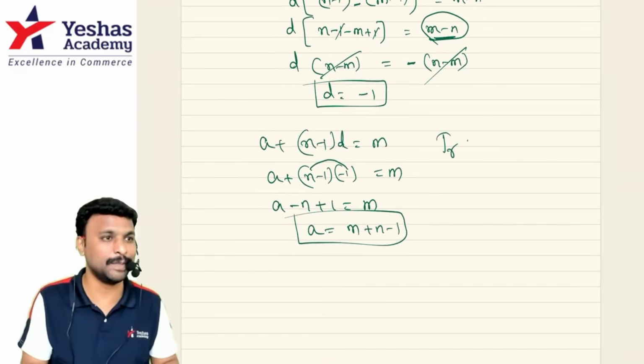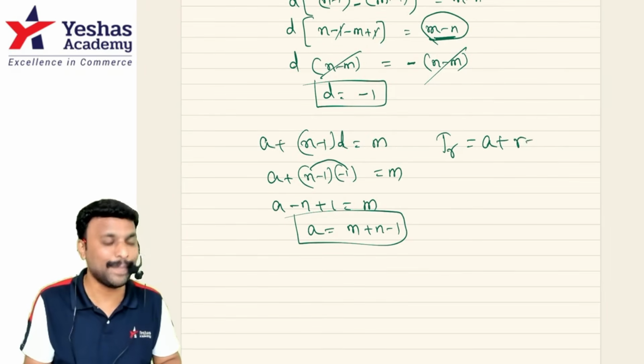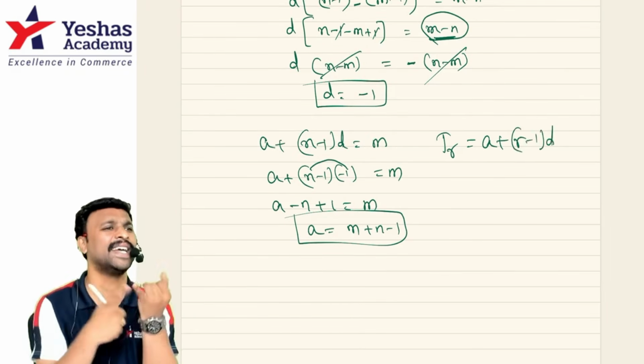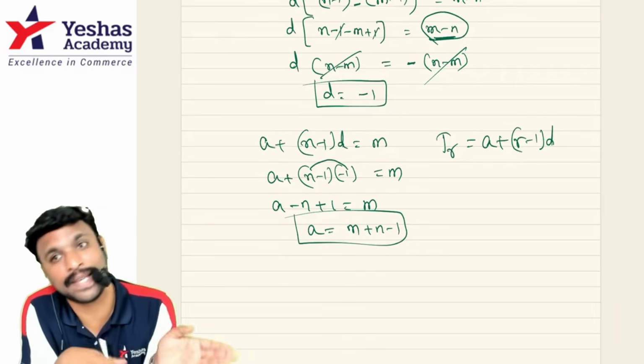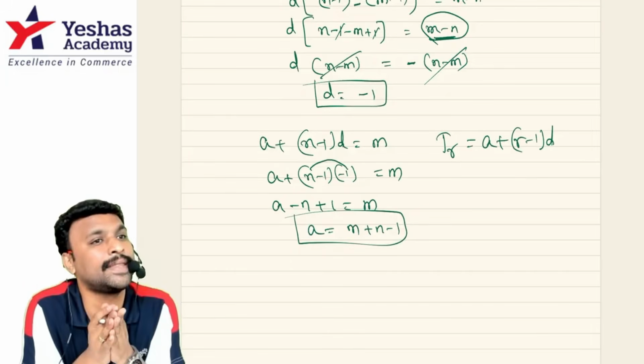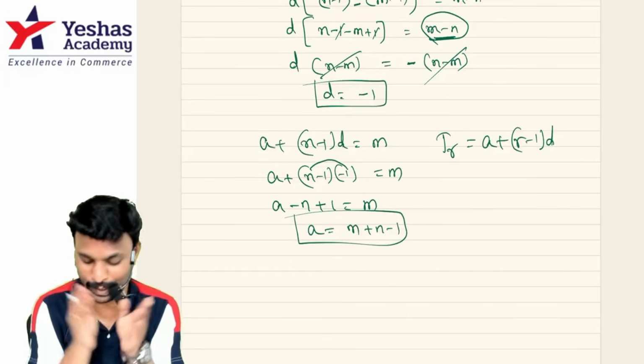But now, what is the rth term? The nth term is a plus (n minus 1) into d. The mth term is a plus (m minus 1) into d. The rth term is a plus (r minus 1) into d.